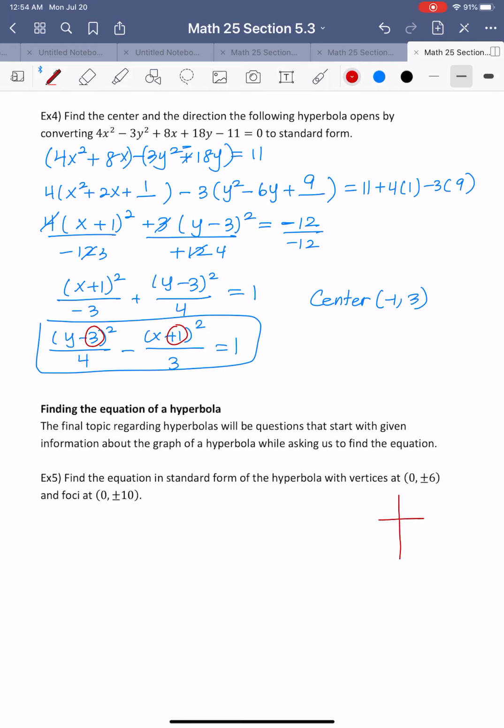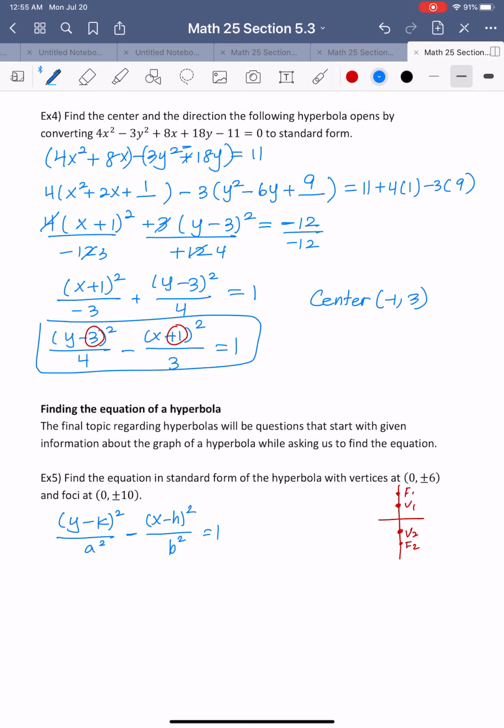So when I roughly graph it, 0 to 6 is vertex 1 and negative 6 is vertex 2. The foci are about here, and then the other focus is over here. Okay, so the A must become with a Y. So I think I need to write the formula as y minus k squared over a squared, minus x minus h squared over b squared equal to 1.